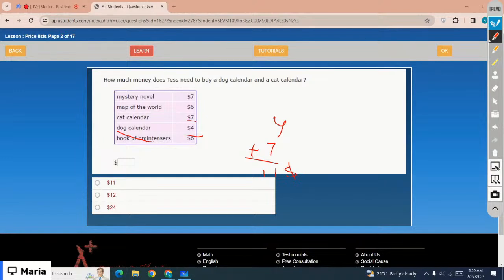Leiden, did you get it? Which lesson are we on? We are on the chapter money, grade 3 math. The lesson we are on is price list.